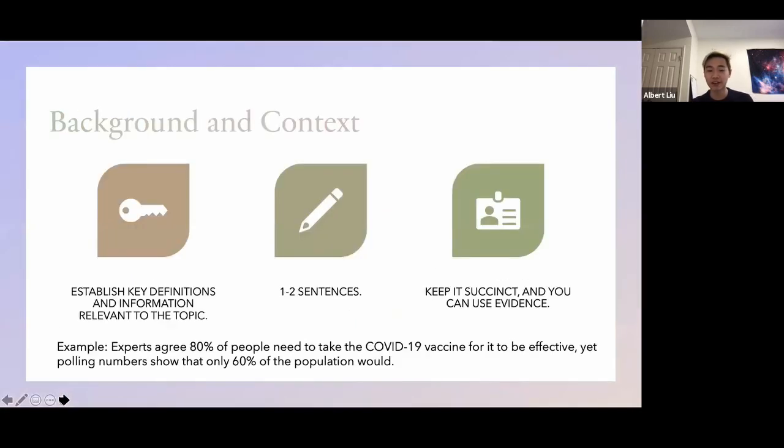The next step in writing your introduction is to establish some background and context, where you give some key definitions and information that are relevant to the topic. This is going to be 1 to 2 sentences, and you should keep this succinct, and you can use evidence if you have any. So, for example, experts agree that 80% of people need to take the COVID-19 vaccine for it to be effective, yet polling numbers only show that 60% of the population would. And so this establishes where the background behind this mandated vaccine debate starts.